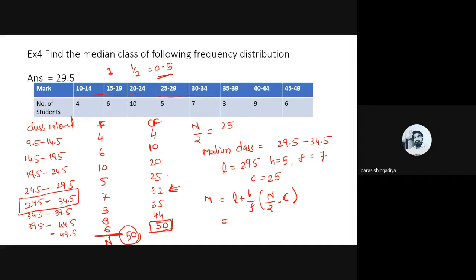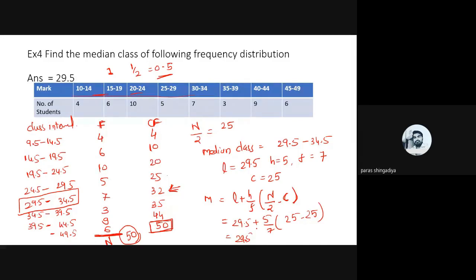So L is 29.5 plus h is 5 divided by 7, in the bracket N by 2, which is 25, minus C, which is also 25. So this part will be 0. 25 minus 25 will be 0, and the product of 5 by 7 with 0 is also 0. So the answer is 29.5. Yeah, all of you got this answer.